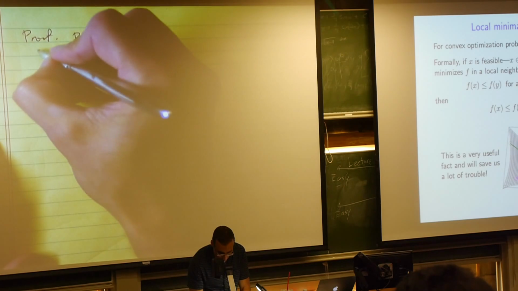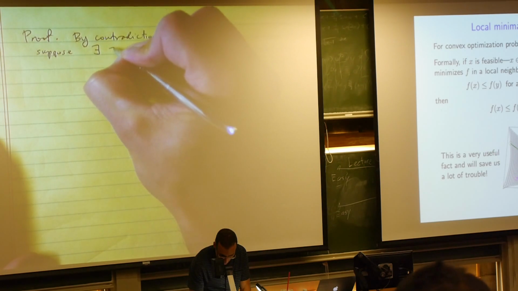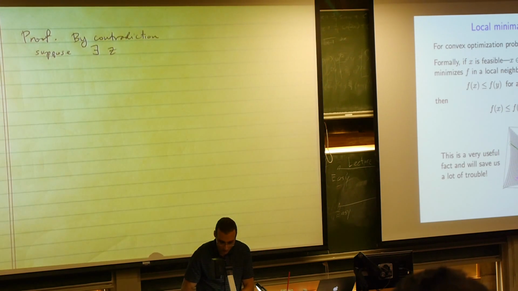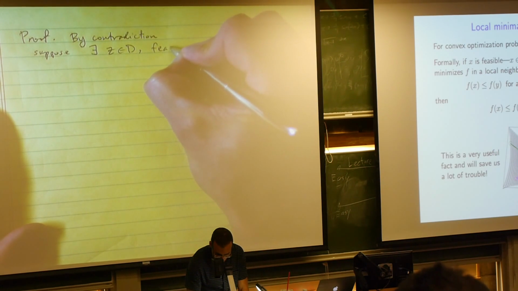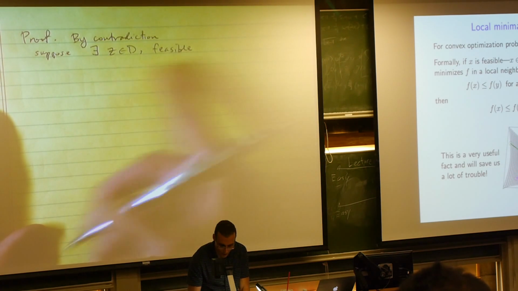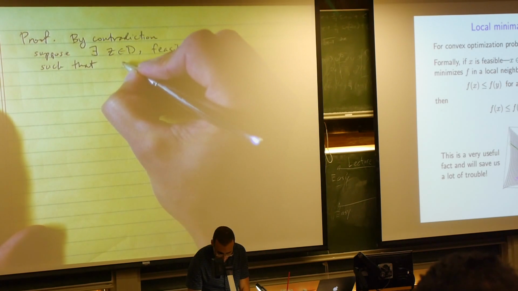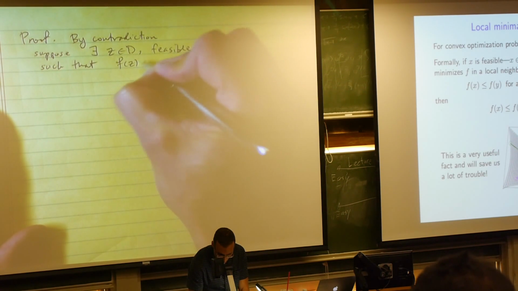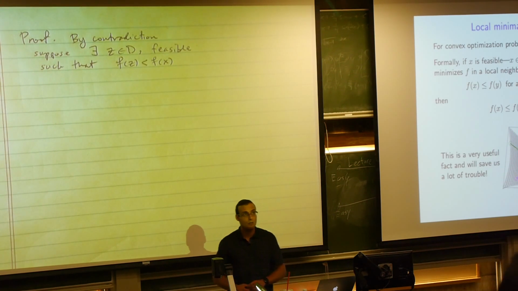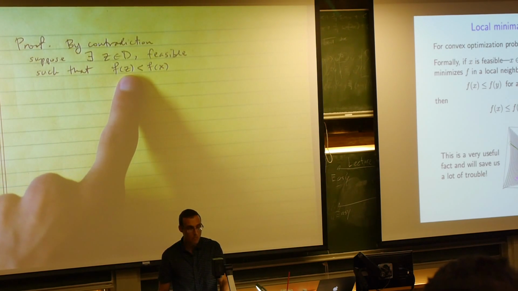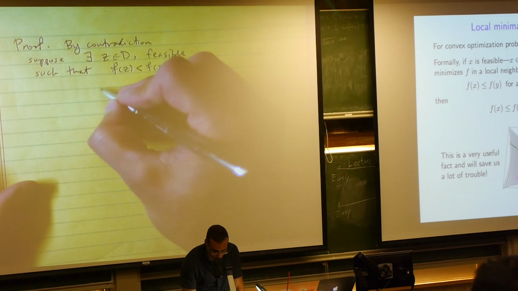So let's suppose that there exists a point z that's feasible. So z must be in the domain, must be feasible, such that f of z is strictly less than f of x. That would mean that actually x is not globally optimal, because I could find some other point with a strictly smaller criterion value.